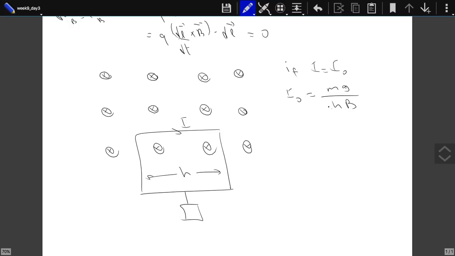If the current is equal to this value, then the net force acting on our circuit is 0, so it just hangs in the air. The magnetic force balances the gravitational force, and hence the net force acting on the mass would be 0.